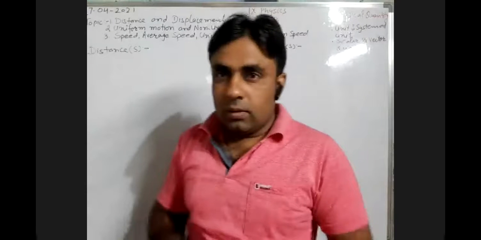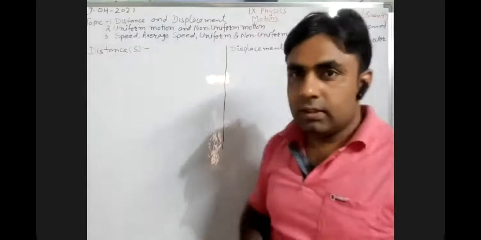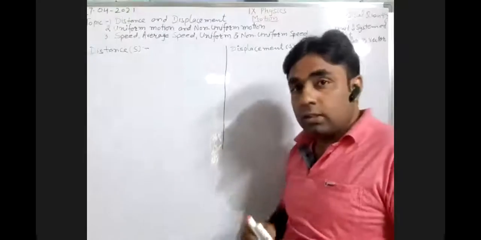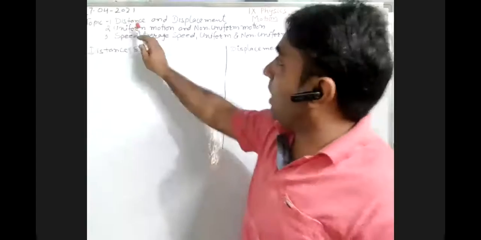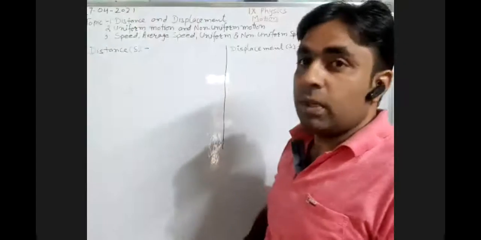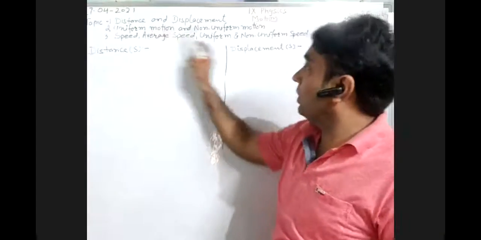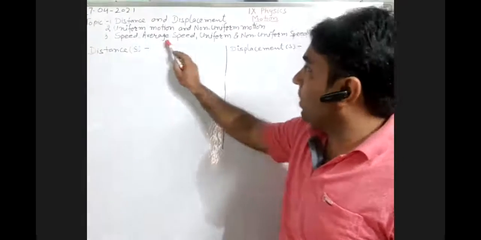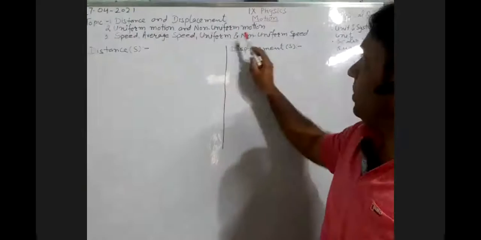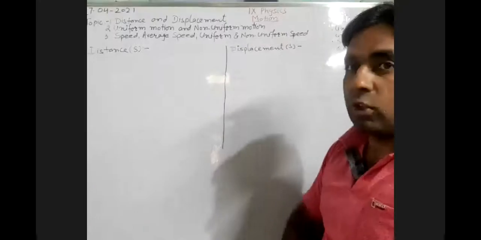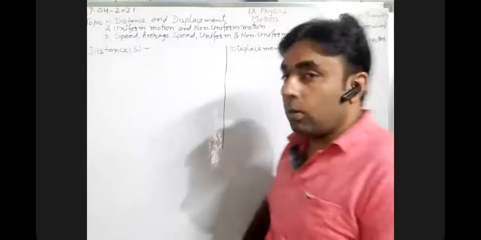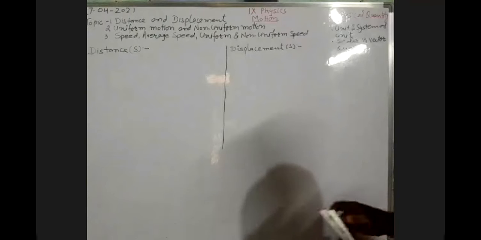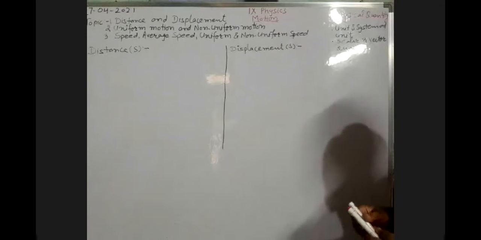Good afternoon, students. As we are discussing motion, in today's lecture we will discuss distance and displacement, uniform motion and non-uniform motion, speed, average speed, uniform speed, and non-uniform speed. These are the topics for today. Before proceeding, I'm going to revise the previous topic we discussed in the previous lecture.